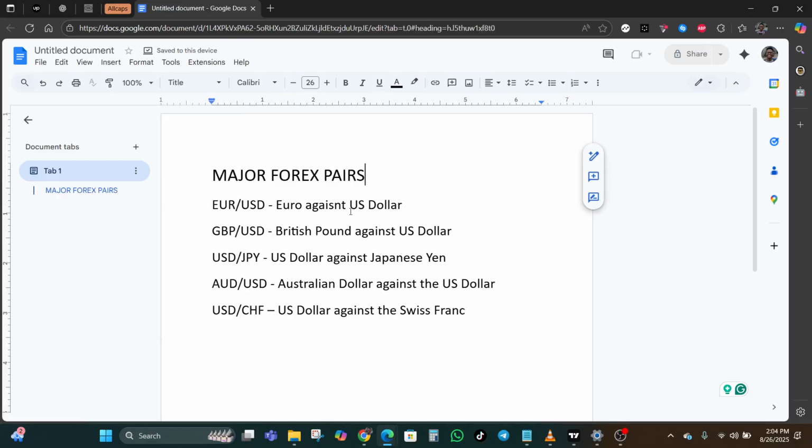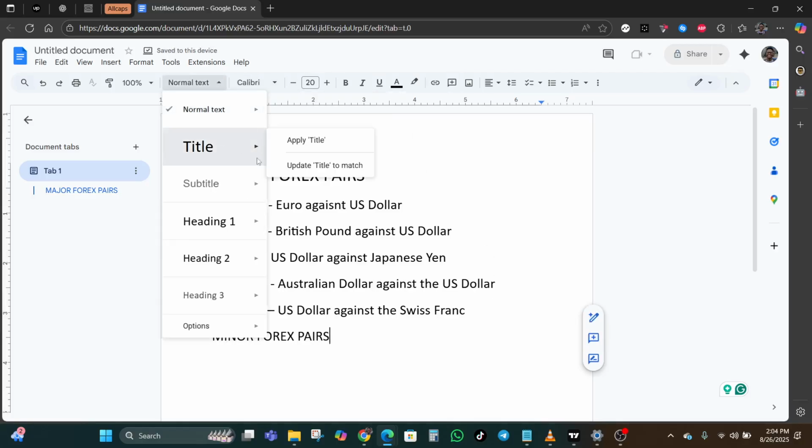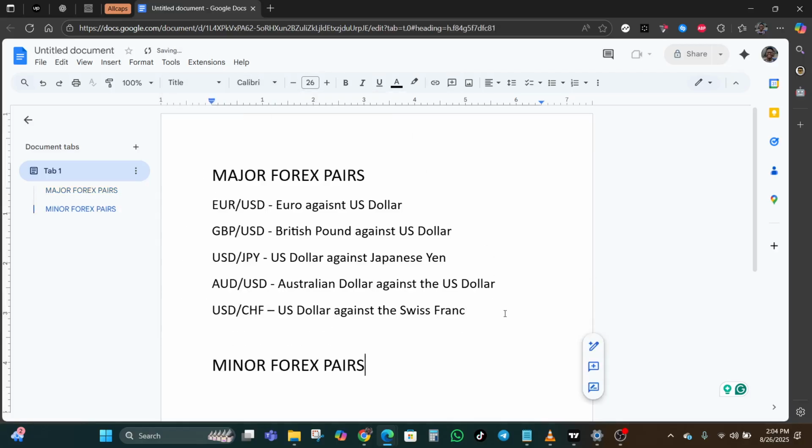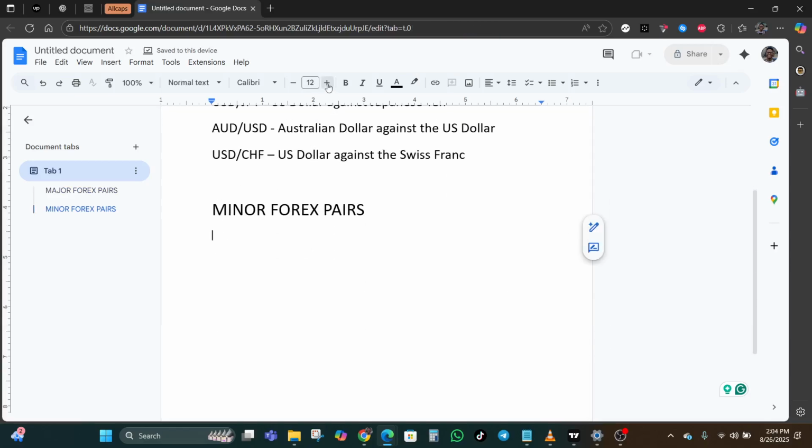These are the major Forex pairs. So now let us look at the minor Forex pairs. So the minor Forex pairs are those that don't include the US dollar, but still involve major currencies.